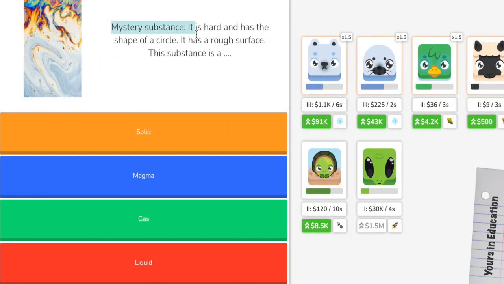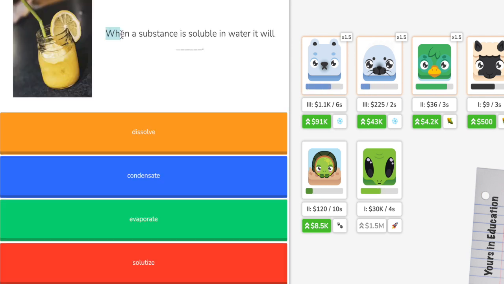Mystery substance. It is hard and has the shape of a circle. It has a rough surface. The substance is definitely a solid because it's hard. Yes. When a substance is soluble in water, it dissolves. Soluble means that it will dissolve. Condensate, no, that's from the water cycle. Evaporate is the water cycle. Solutize, that's not even a word. Dissolve.